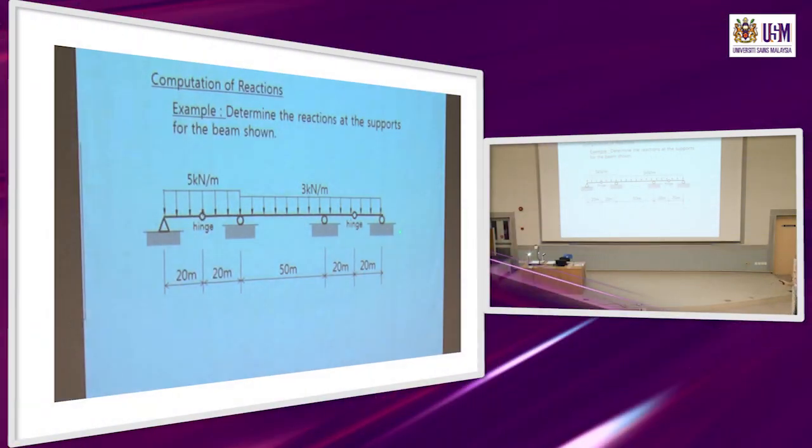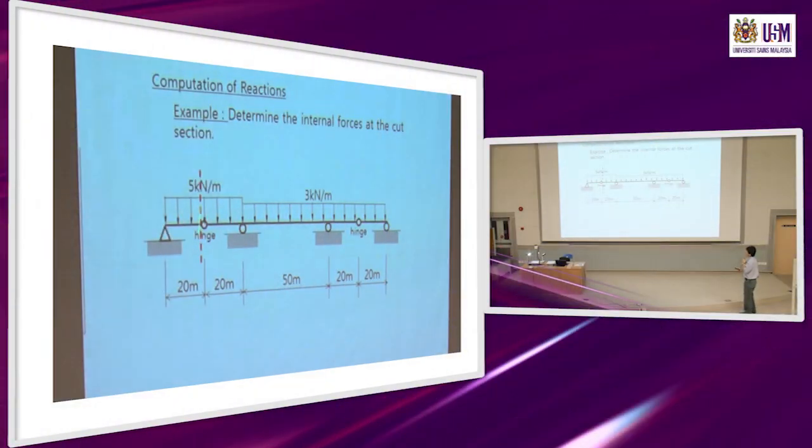And we have a more complicated problem. This is a one span, two span, three span beam, and you have internal hinges here. So how do you solve this? And if you want to find the internal forces here and there, how do you solve this?